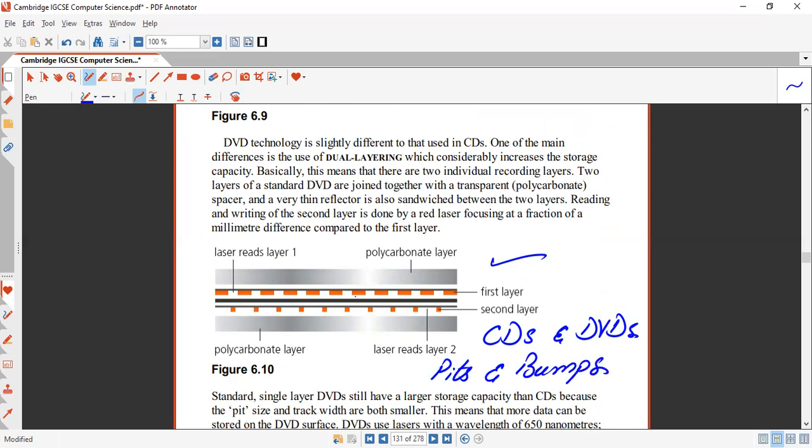Pits mean these blank spaces over here, and bumps mean the red or orange area, as you can see. The smaller the pit size, that is, the distance between two bumps, the more data is going to be stored. The pit size in CDs is larger as compared to DVDs. That is the reason DVDs contain more data as compared to CDs.